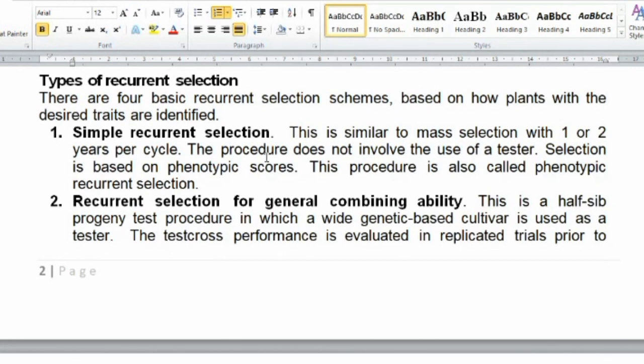Recurrent selection for general combining ability, we will see this when we discuss half-sib progeny selection. It's basically a half-sib progeny test procedure in which a wide genetic based cultivar is used as a tester. The test cross is evaluated in replicated trials prior to selection.